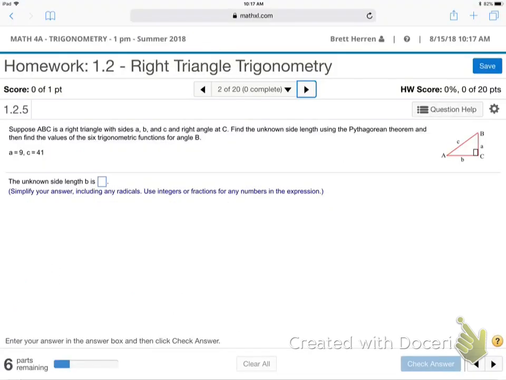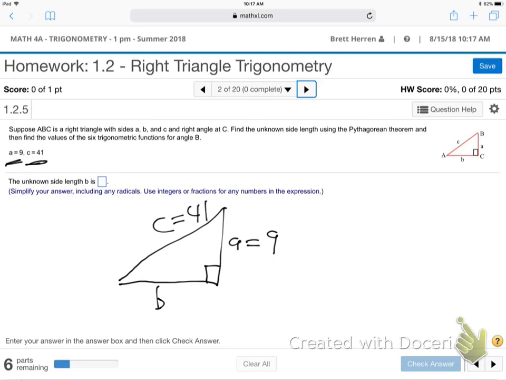Okay, so they're giving me, let me draw it right here, a little bigger for you. Here's A, B, right angle, C. They're telling me A is 9, so this is 9. C is 41. So first thing, find the missing side. Use the Pythagorean, a squared plus b squared is c squared. So can you find that missing side? Let me let you do that first. Use your calculator.